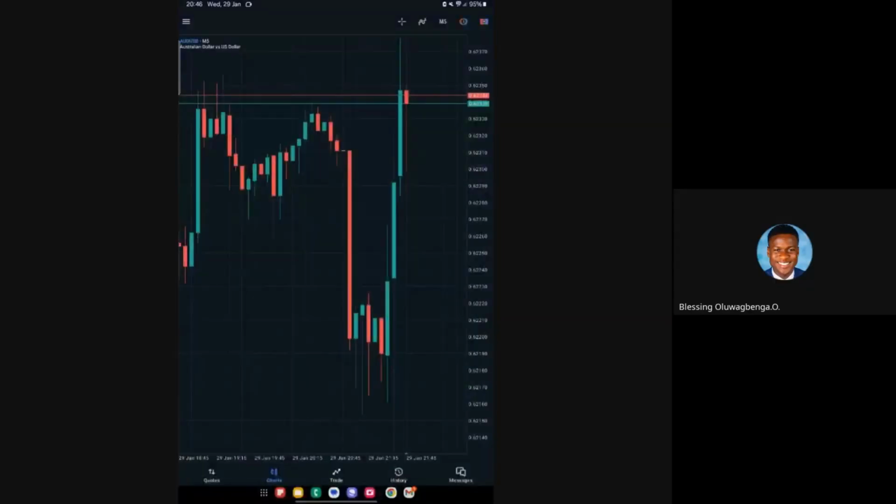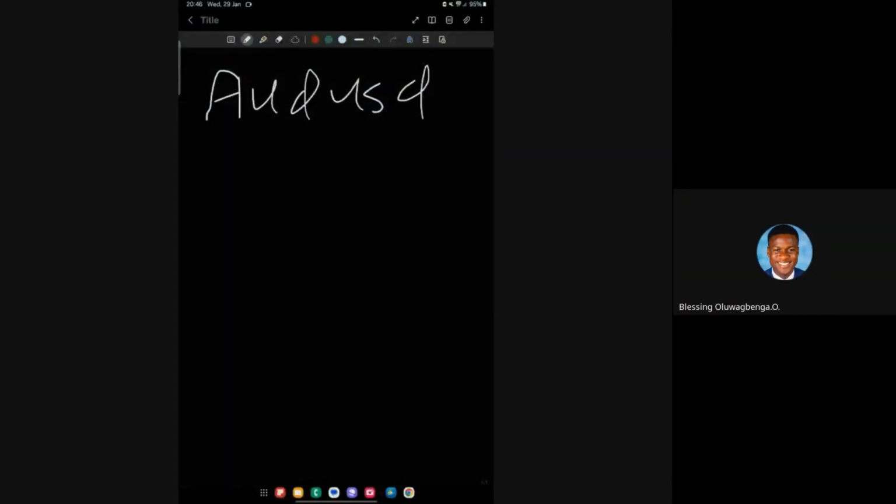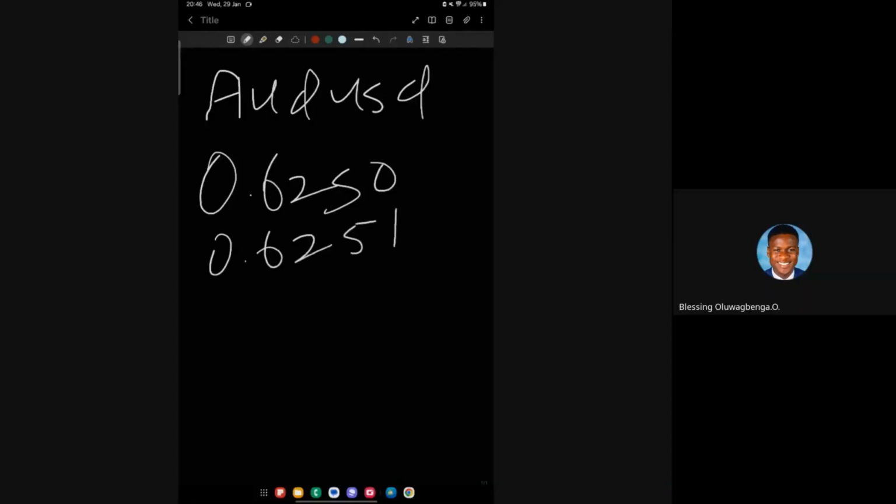What's the price? 0.625. Okay. So let's say AUD USD moves from 0.6250 to 0.6251. Now the difference between the price movements is known as a pip. Okay, so this is one pip movement.